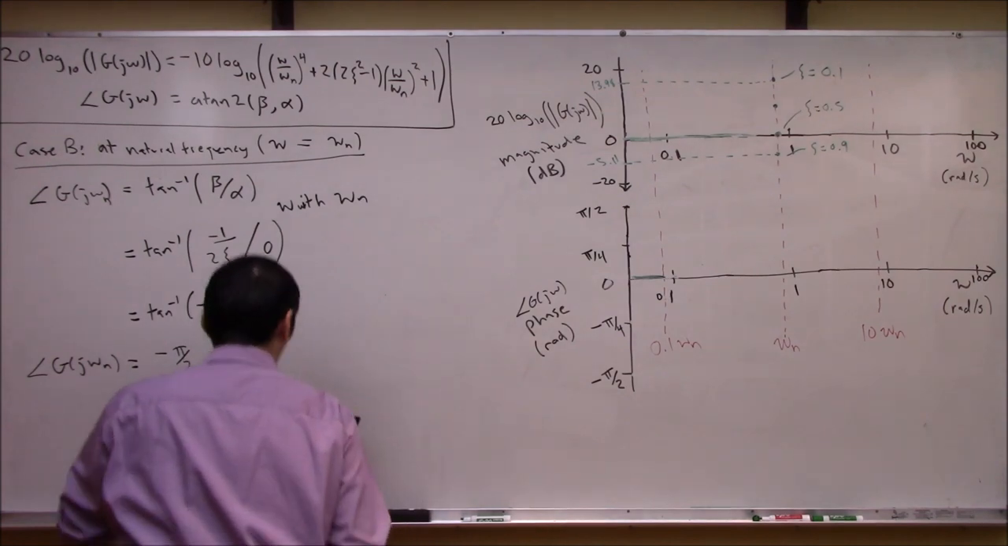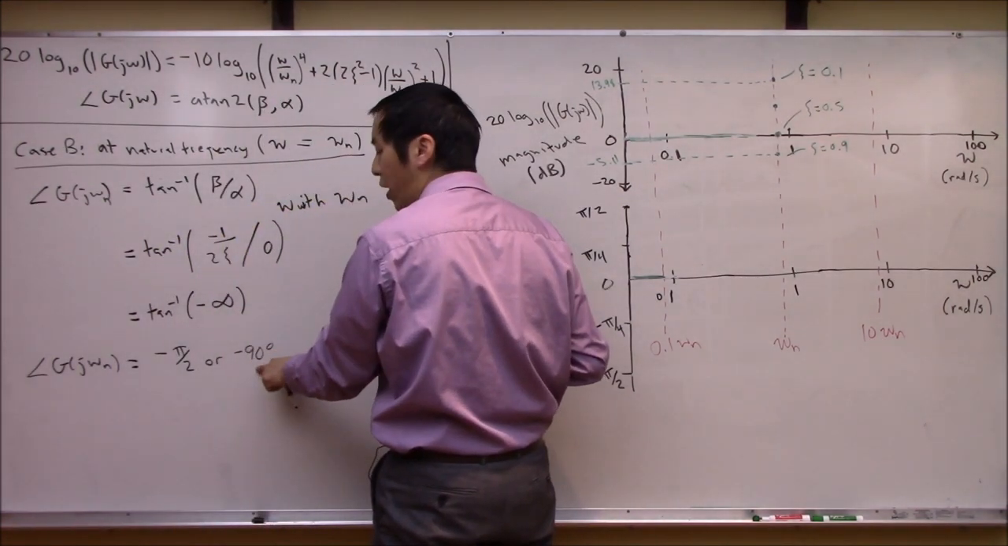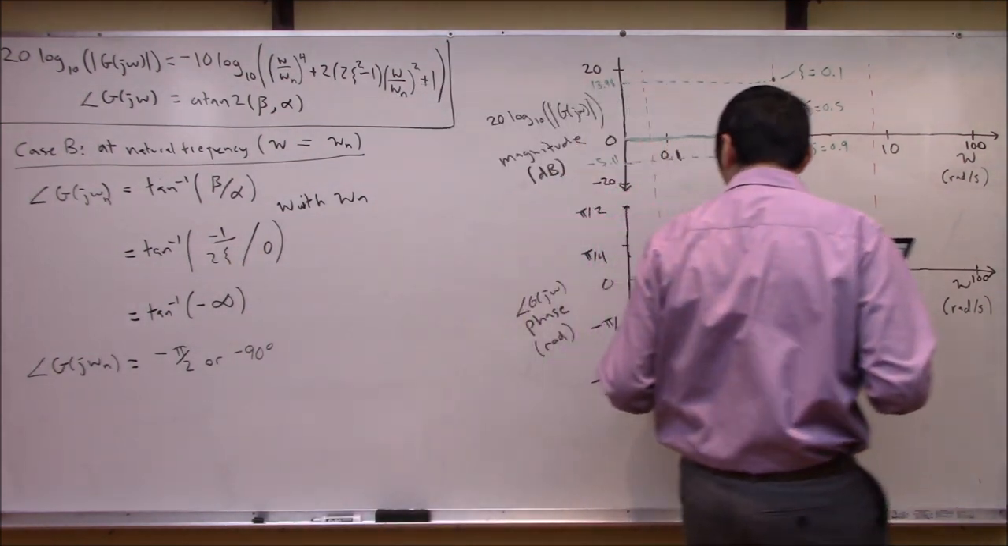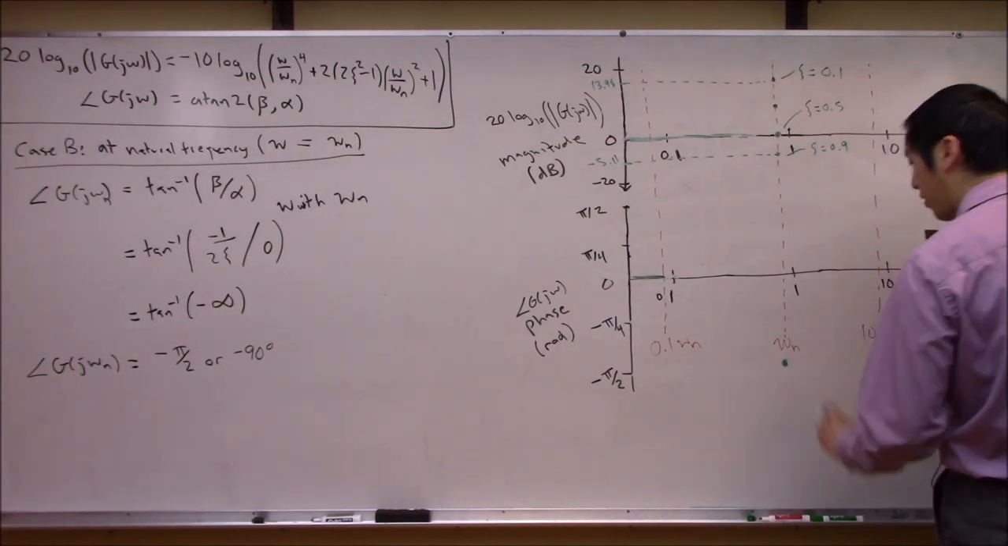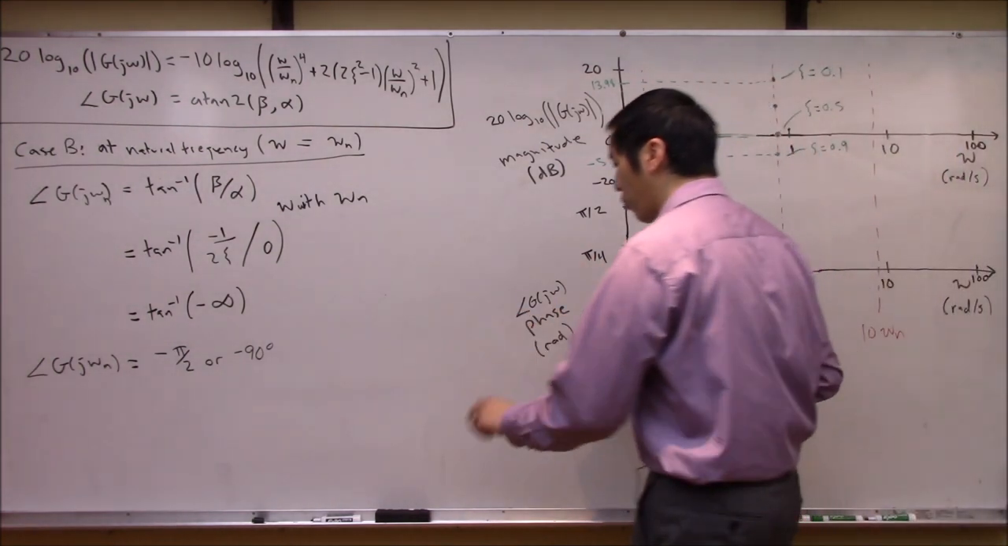So here, you end up with a result that the phase at the natural frequency is always minus 90 degrees. It doesn't depend on the damping ratio. So over here, we can put a point right here. And that's the only point on that phase plot, right? Okay. Great, we're really trucking now.